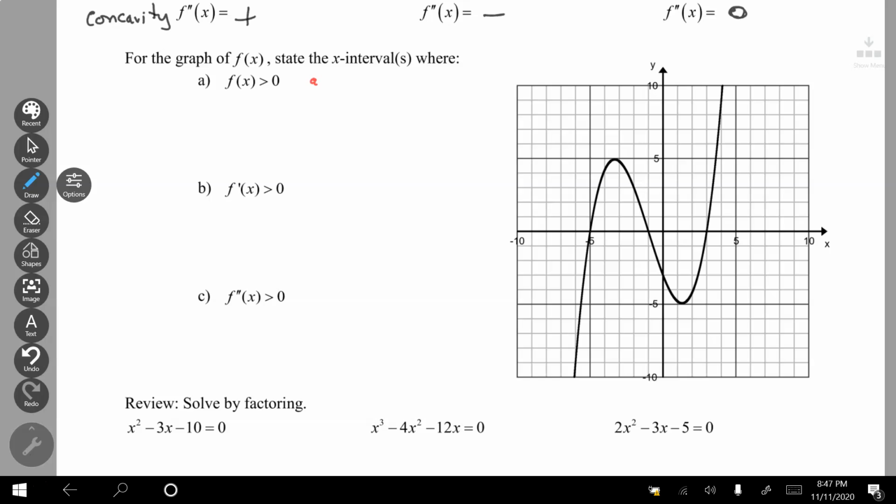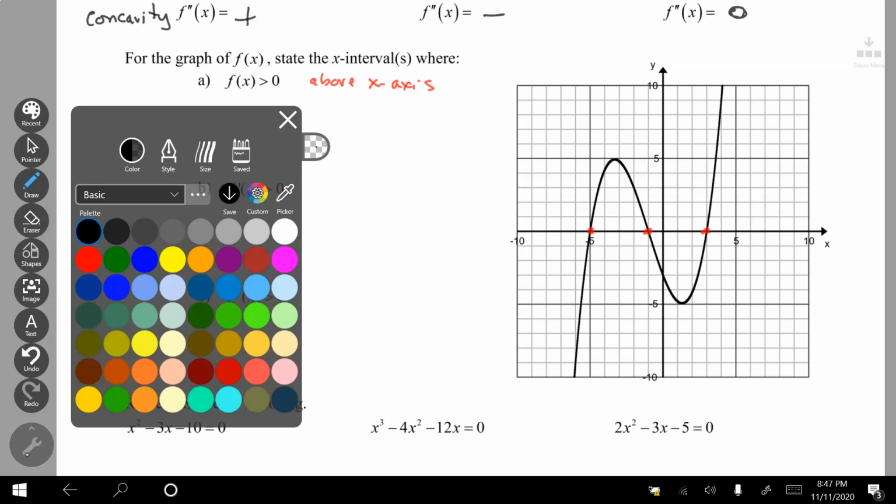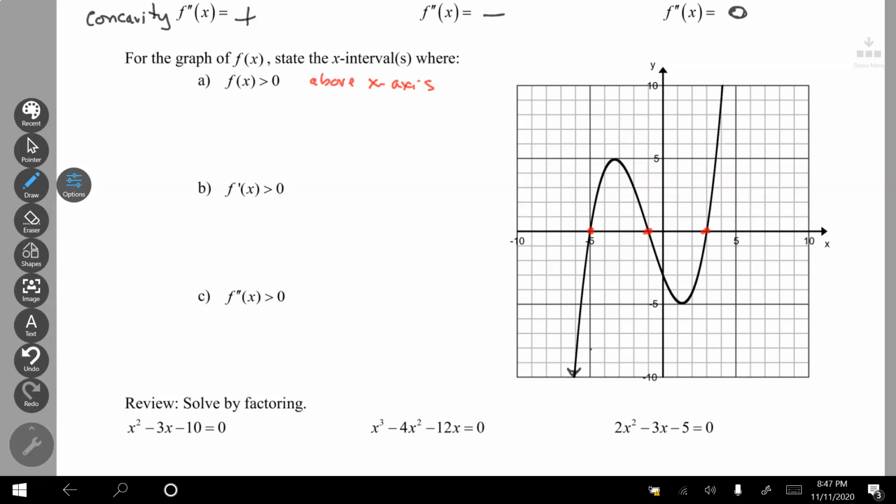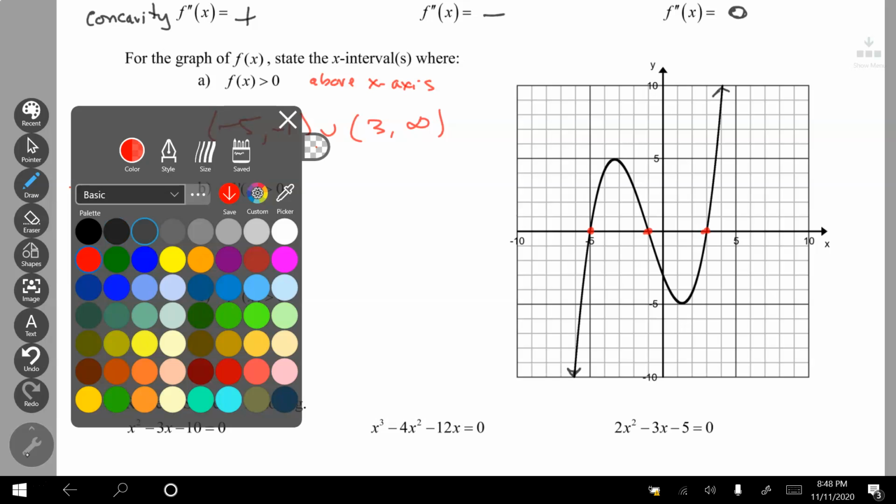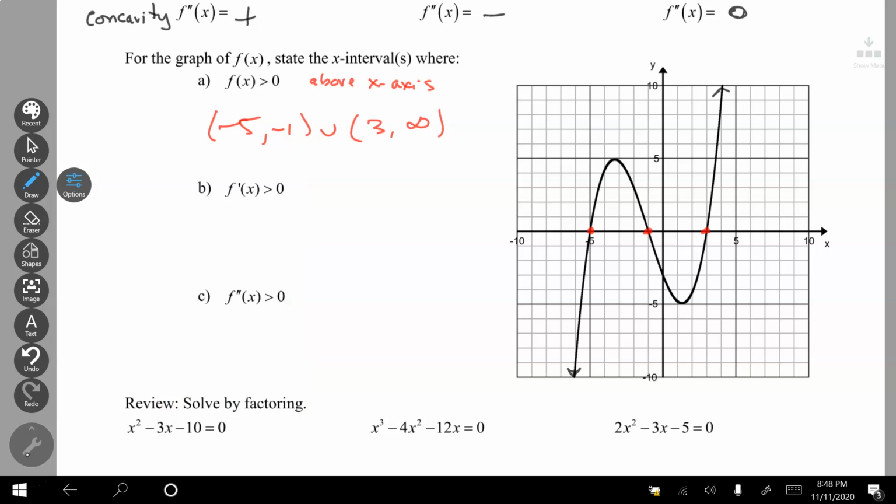This is when it is above the x-axis, and that would be from here to here, from here to infinity. There are actual arrows on this. It's going forever. It's not stopping. So it is above the x-axis from -5 to -1 in union with 3 to infinity. F prime is greater than 0. This is when the function is increasing.